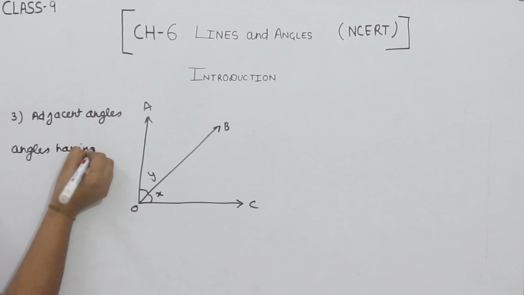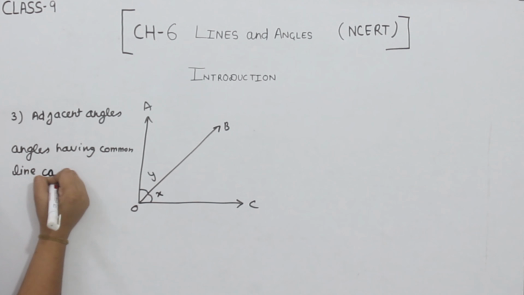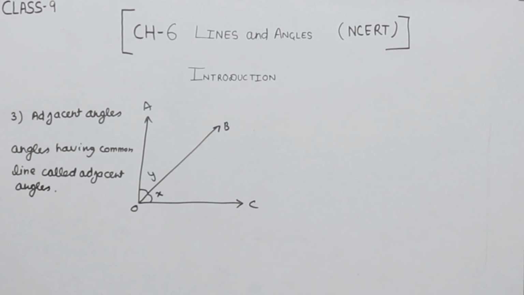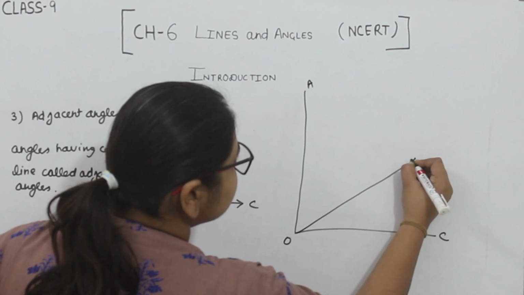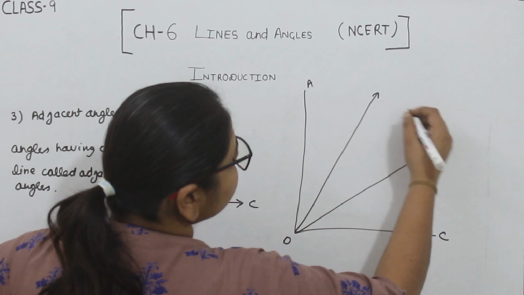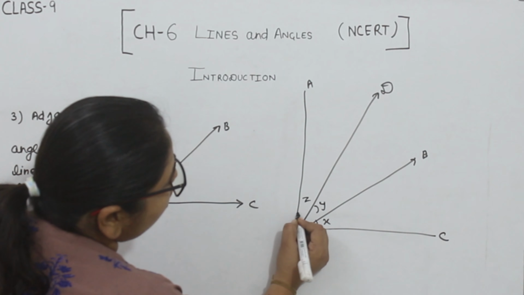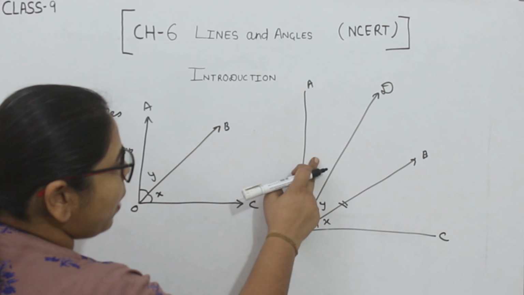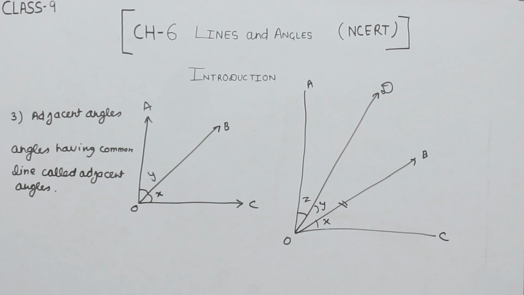Angles having a common line are called adjacent angles. For example, now this is the first angle, this is the second angle. So now this is the x, this is the y and this is the z. If I am talking about x and y, they are adjacent angles because they are having this line in common. Now if I am talking about y and z, then they are not having any common line, so they are not adjacent angles. So these are called adjacent angles.